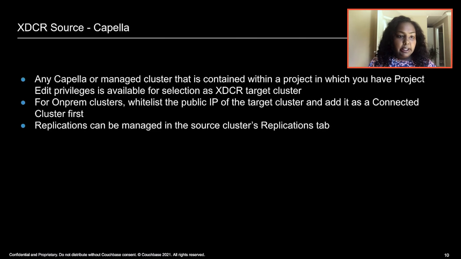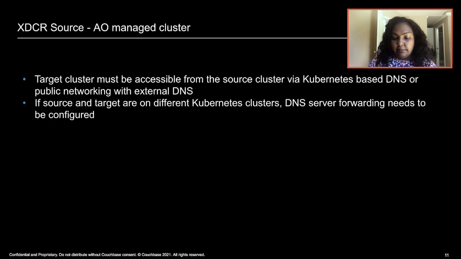And then with Capella, we were able to create a managed cluster, add a self-managed cluster, and then set up the XDCR. And if you want to set up for any on-prem clusters, you would have to whitelist the public IP and add it again. And finally, we have a replications tab to manage all your replications. We spoke about the autonomous operator, the two different setups you would need as per your environment.